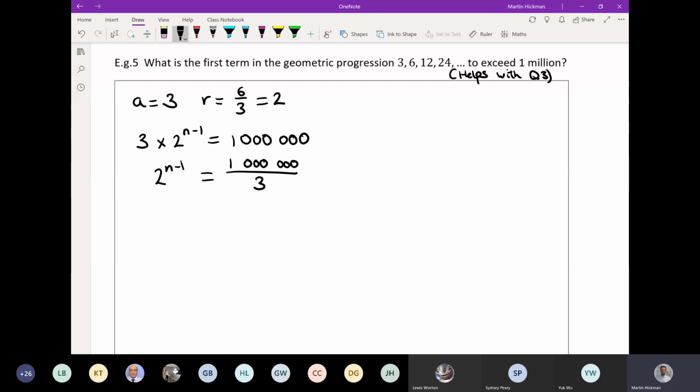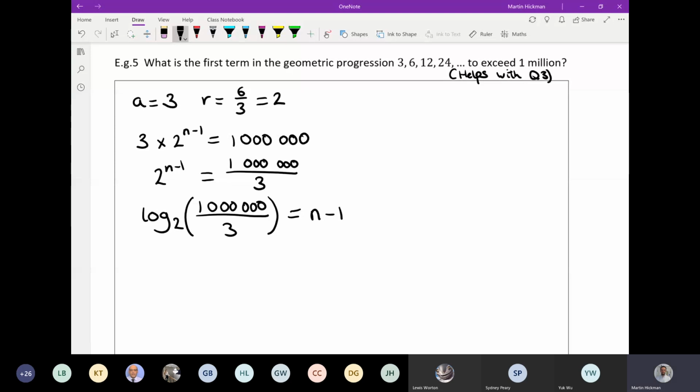Now, remember, if we're trying to find a missing power, we want to use logarithms. Again, it might be a temptation to do some trial and error here, but we really want to use the technical way of doing it. We want to be very precise with this rather than just doing trial and error. We want to be a bit more accurate than that. So we are going to use logarithms here, and we can just simply switch this into log form by writing log to base 2 of 1 million over 3 equals n minus 1.